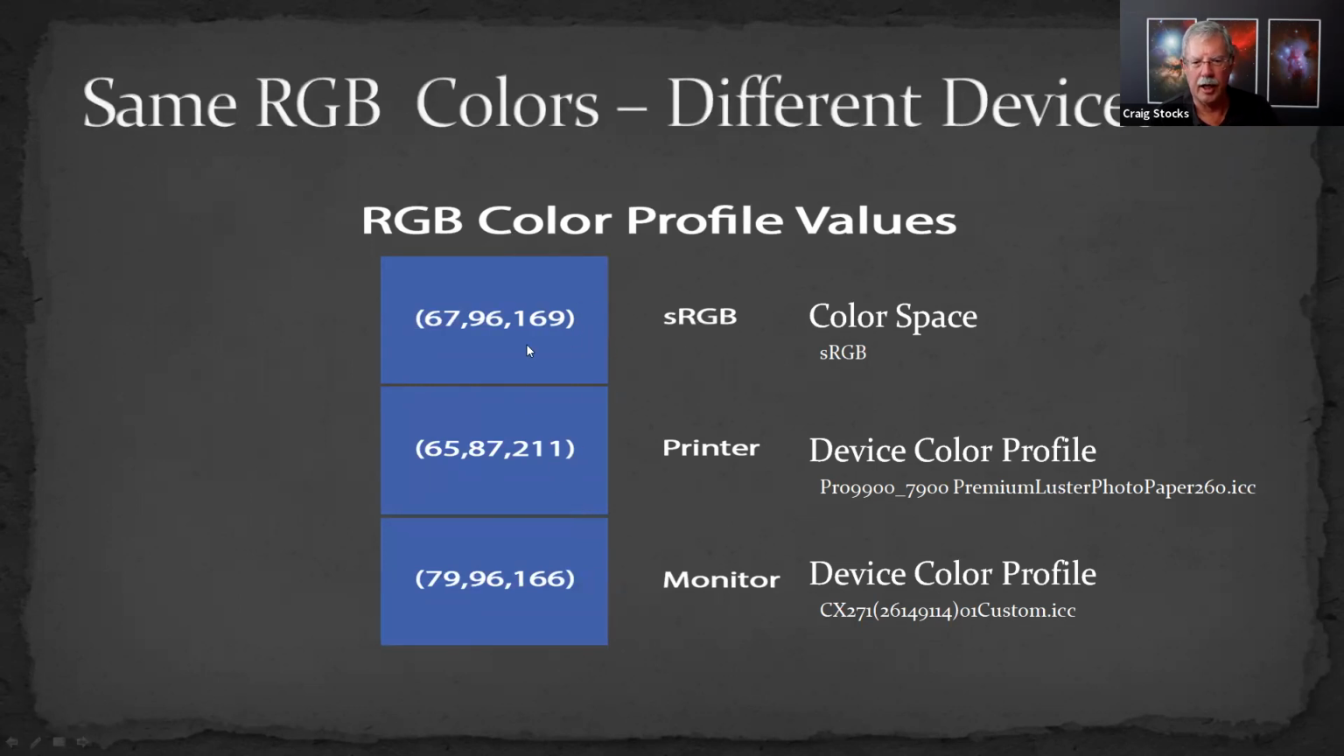So just like we could have the same tone with different RGB values in different color spaces, we can have the same tone in sRGB, and we can translate to a different set of numbers in order to get that same tone out of this printer and paper combination. And if we have a monitor profile, we can translate to get that same tone to display on this monitor using this specific color profile. So that's what color management does behind the scenes: translate this color into these numbers for display on a different device.